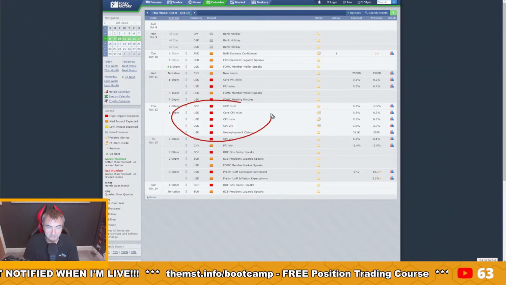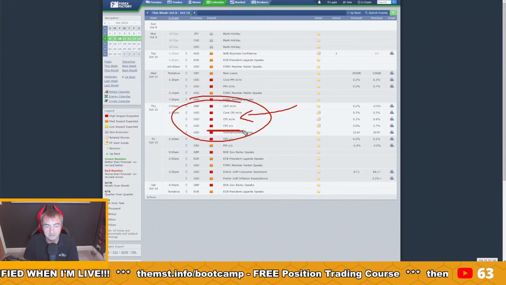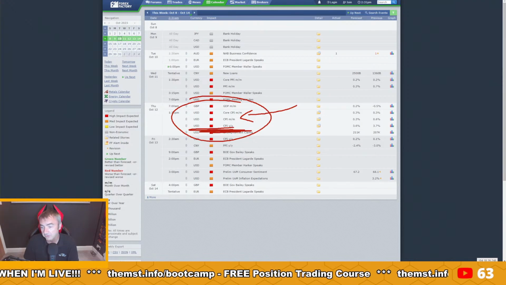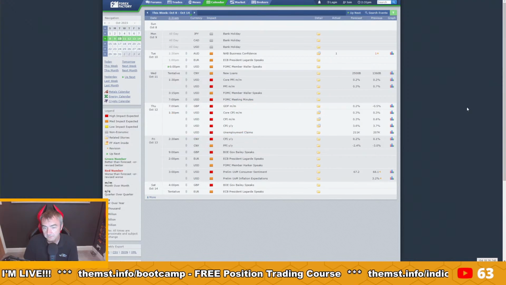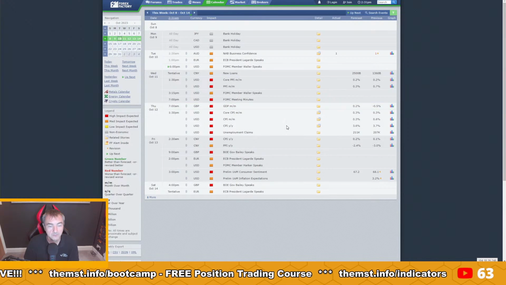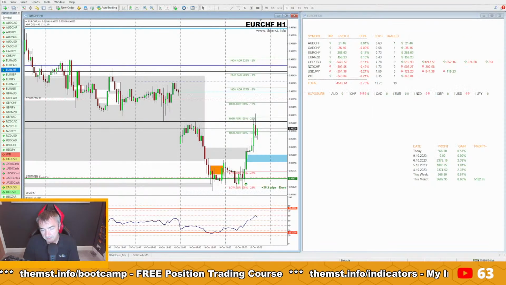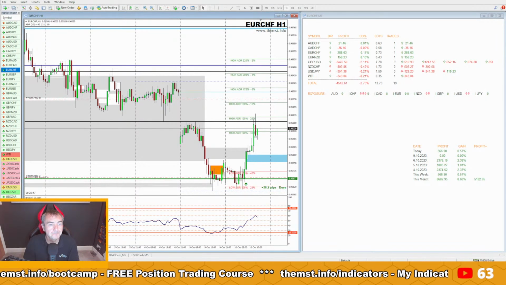And then obviously the next day is more important. That's CPI. This is the key figure that drives interest rates, and the interest rates are the key thing that drives market movement. So we'll see where we go off the back of those tomorrow.